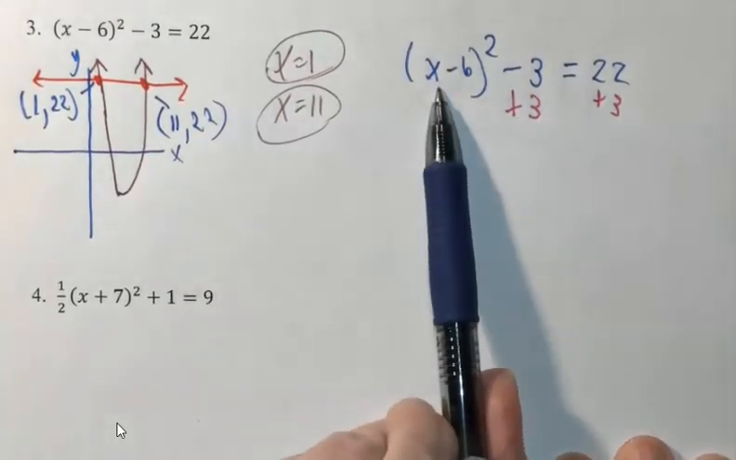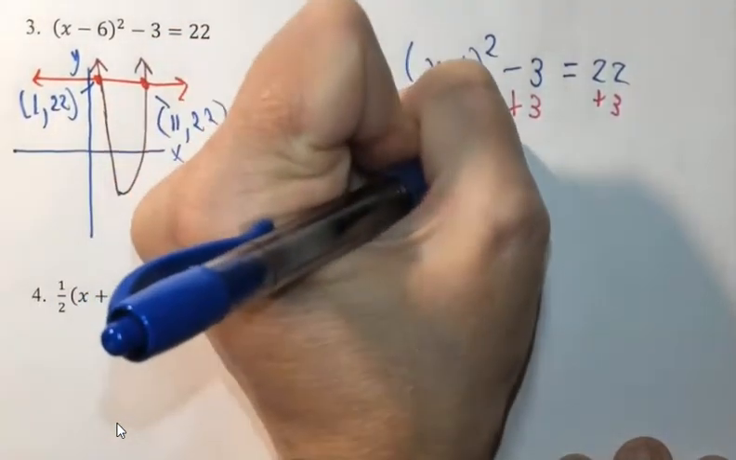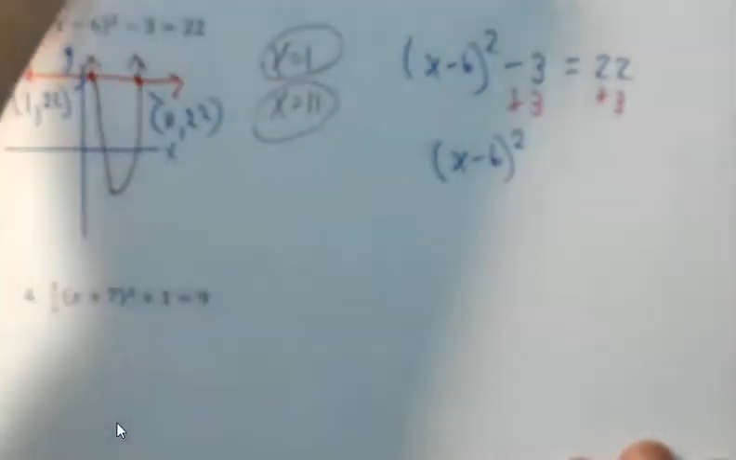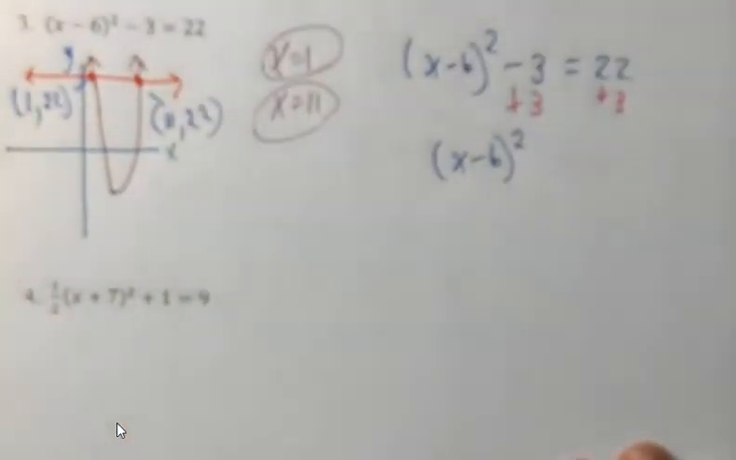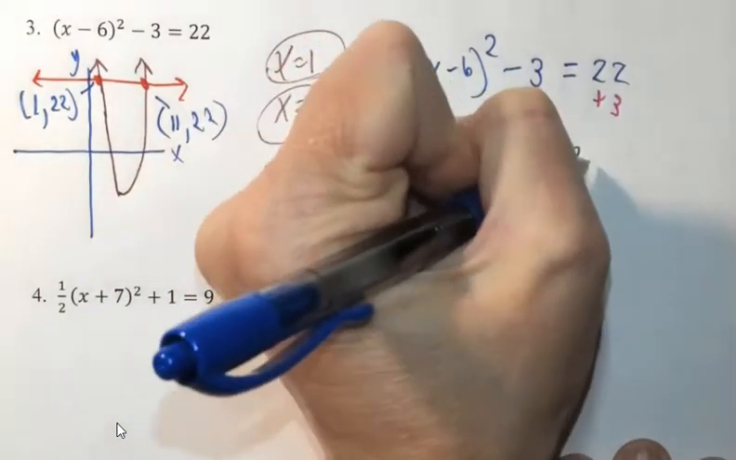All right, so we have the quantity x minus 6 squared still. But now that minus 3 and plus 3 add up to 0. So I'll just wait until it clears, guys. Sorry. Is equal to 25.